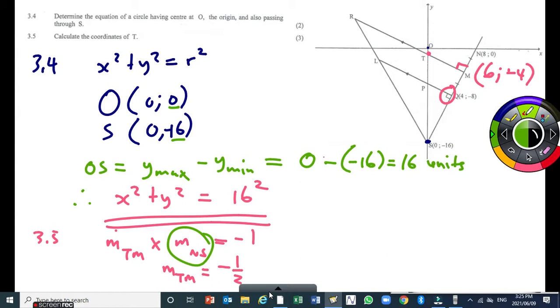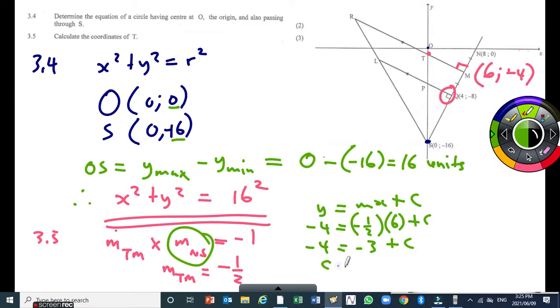Then I will find the equation for TM using the coordinates of M. So it will be y equal to mx plus c: for y, I'll put minus 4, for m, I'll put minus a half, for x, I'll put 6. Then I can find the y-intercept. Fortunately, that c is going to be the value of y at T. So this will be minus 4 equal to minus 3 plus c. Take the minus 3 to the left, get c equal to minus 1. Therefore, the coordinates of T are going to be x equal to 0 and y equal to minus 1.